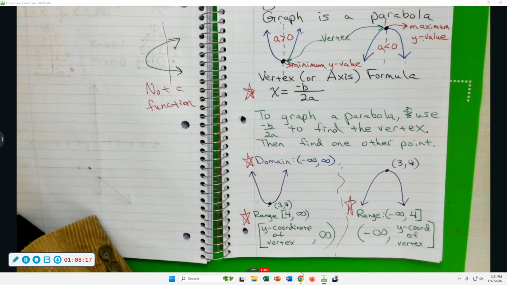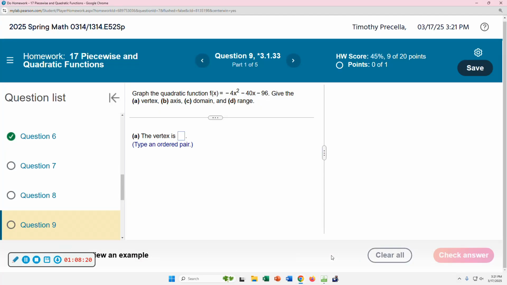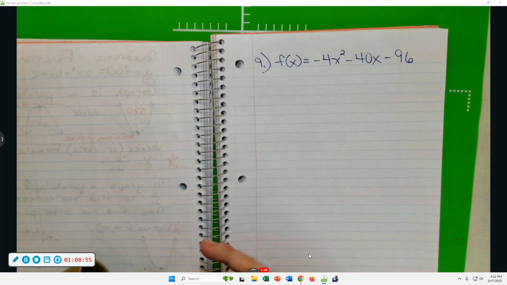Number 9. Okay. When I look at this graph, f of x equals negative 4x squared minus 40x minus 96. Okay, this is number 9. F of x equals negative 4x squared minus 40x minus 96. And I'll need us to find the vertex, axis, domain, and range.